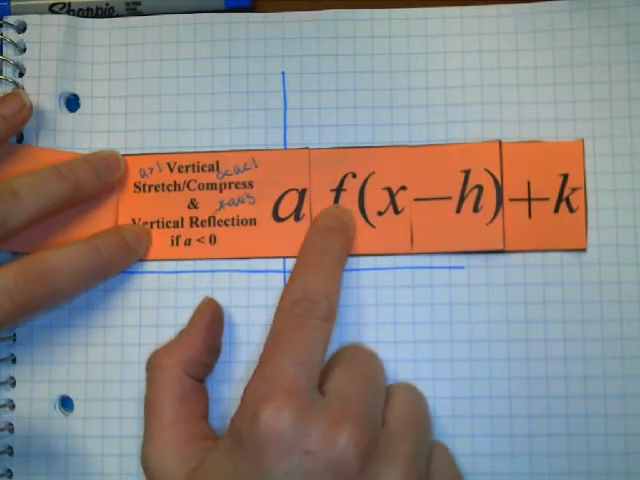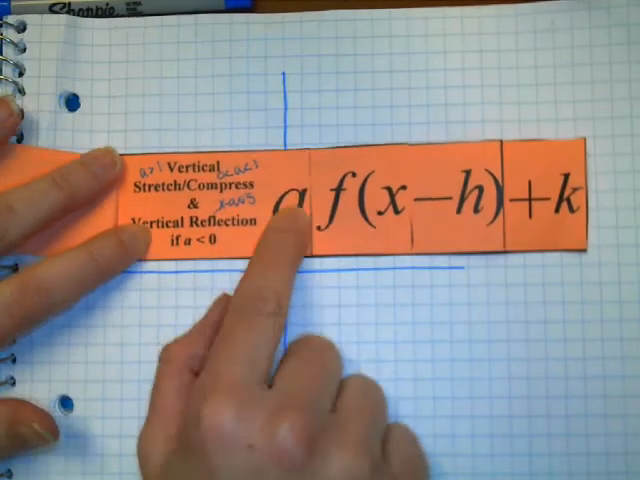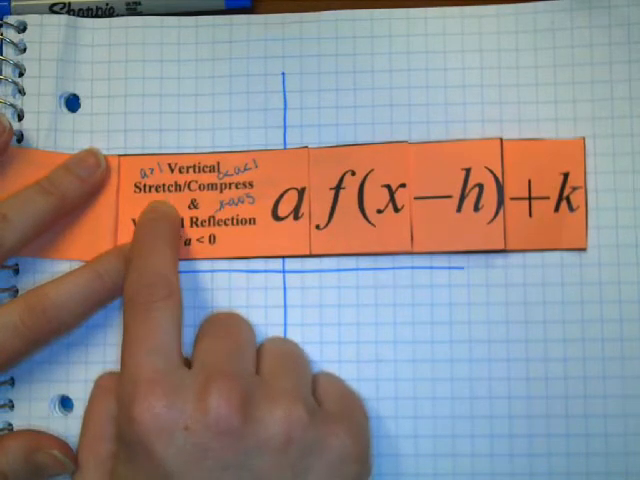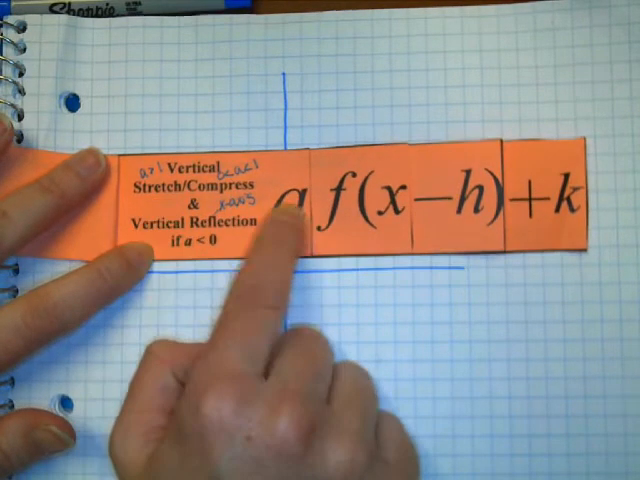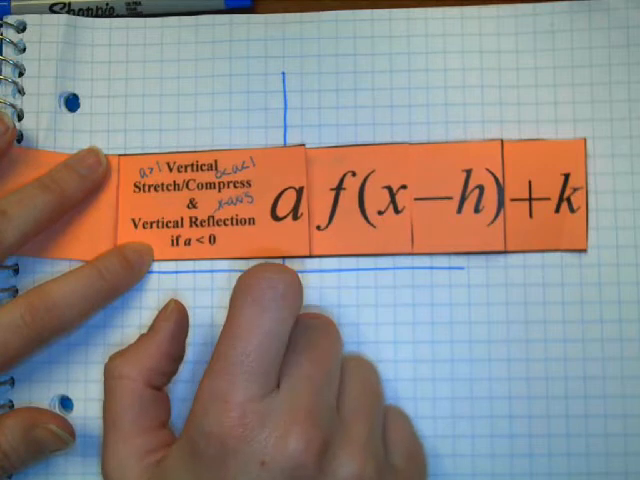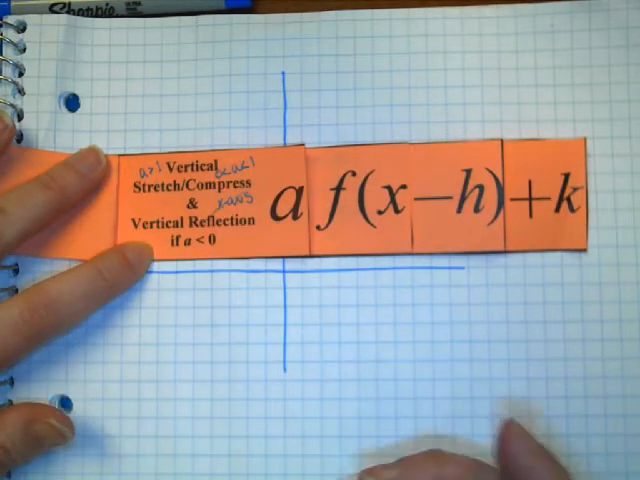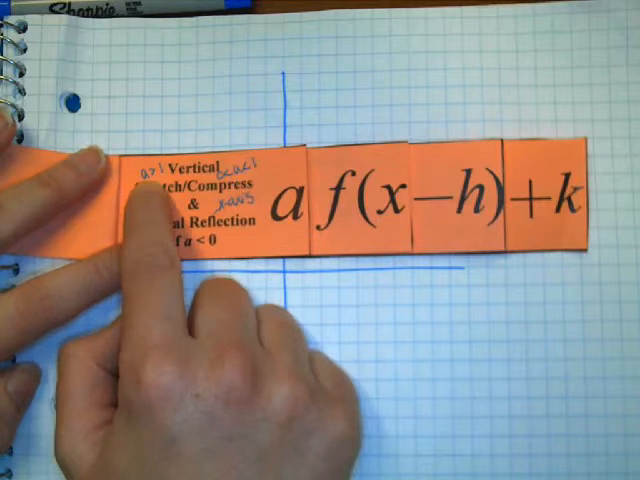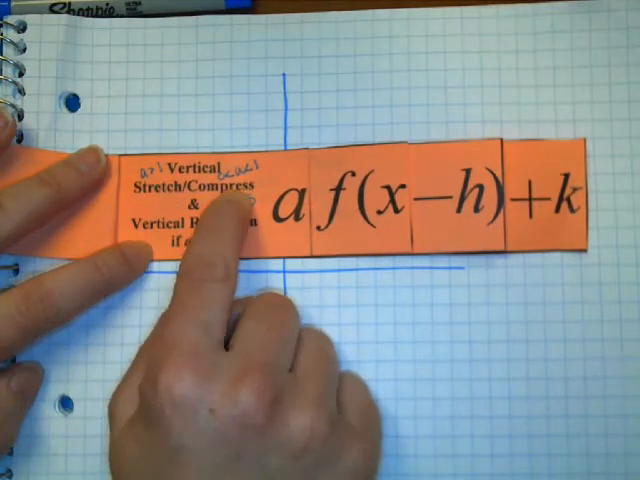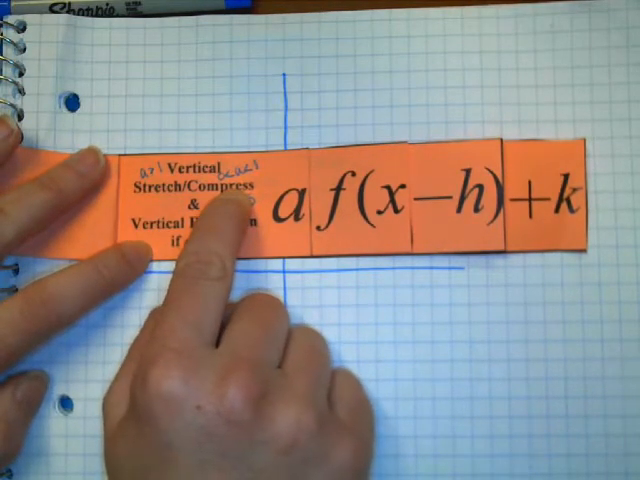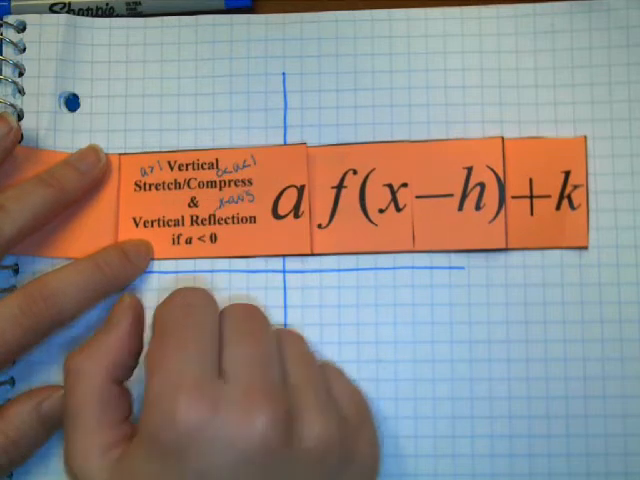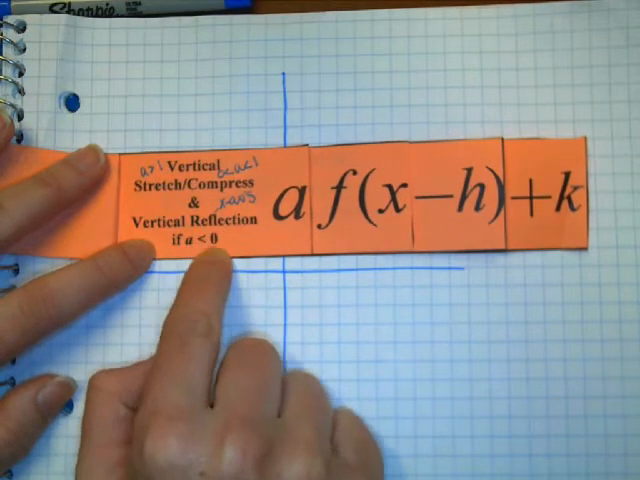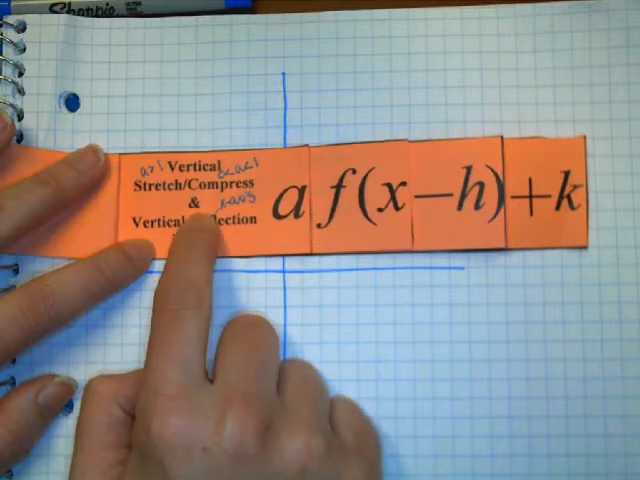When it's outside, it's being multiplied by f of x. It's a vertical stretch or compress. So it stretches the f of x function, so it multiplies the y's by a. It stretches it if a is bigger than 1, but it compresses it if a is between 0 and 1. Now, if a is negative, so if a is less than 0, it's first a reflection.